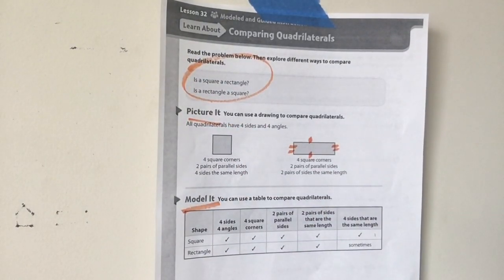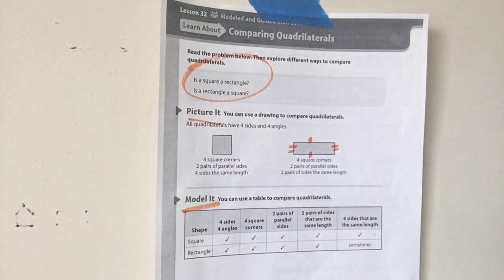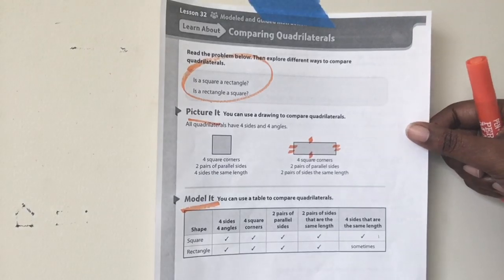Now here's where we got differences. For a square, all four sides are always the same length, but for a rectangle, that only happens sometimes. This is the rectangle that has all four sides the same length, but not this one. So I know we went through that page rather quickly, but we've been talking about squares and rectangles for a few days now. All right, you ready for the back?